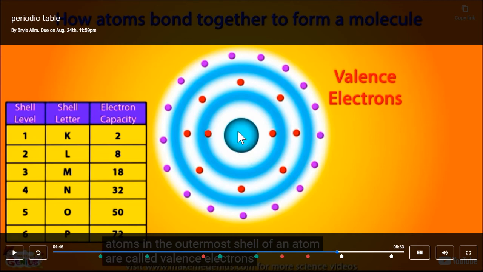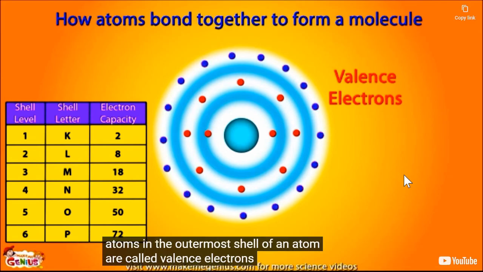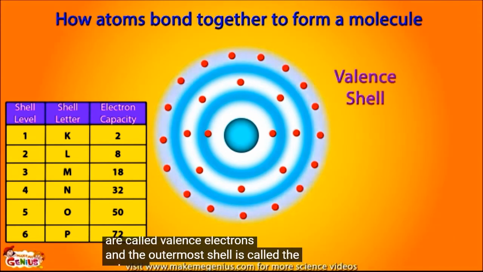So in here, this is your nucleus that contains your protons and neutrons, positive and zero charge, and then the first level is 2 electrons, the second level would be 8 electrons, and the third level is 18. The last one in here, the purple one, are called valence electrons, and these valence electrons are so important because they will be used for bonding to the other atoms. And the outermost shell is called the valence shell.